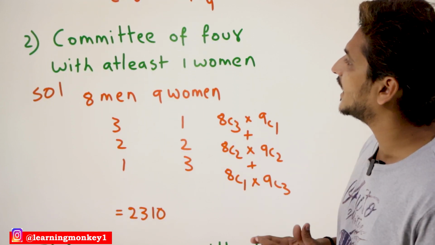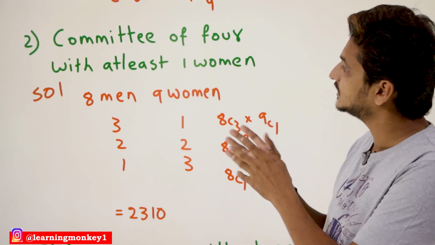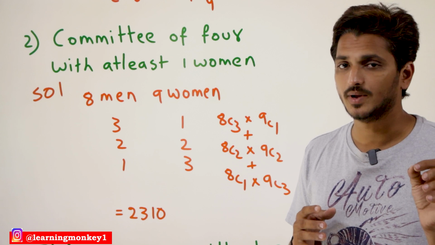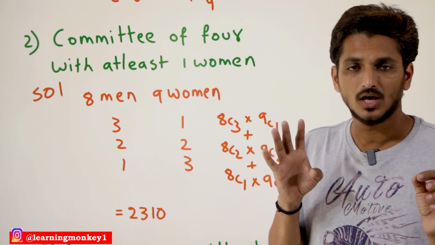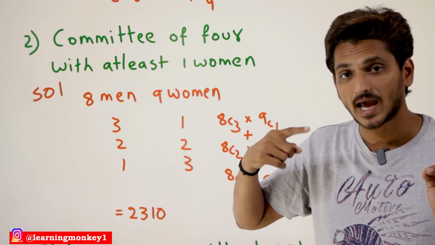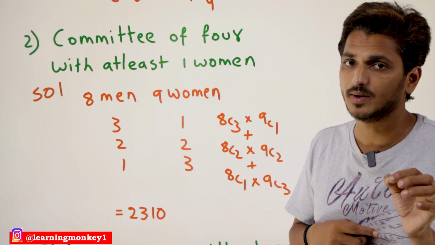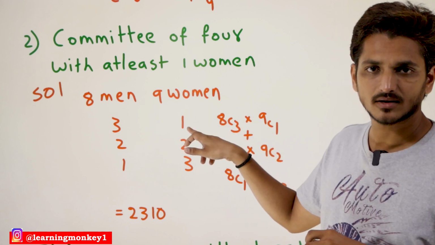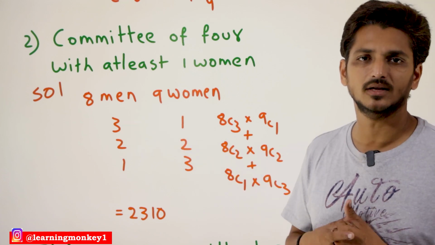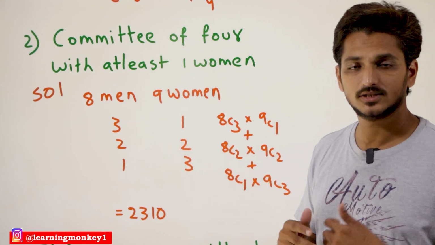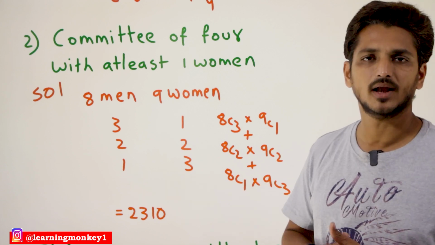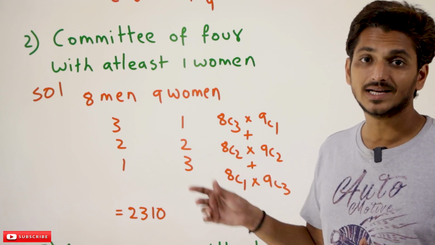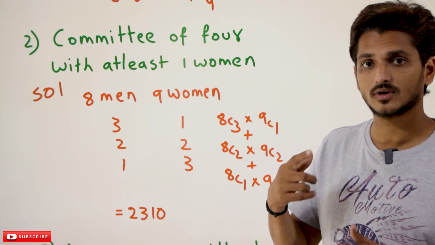Now coming to the second question, we need to form a committee of 4 members with at least 1 woman. In that committee, we should have at least one woman, but you need to form a committee of 4 members. What are all the possibilities if you want to select at least 1 woman? 8 men, 9 women are there. From this, at least 1 woman should be there. 1 woman, 3 men: this is one committee. 2 women, 2 men: this is another committee. 3 women, 1 man: this is another committee. These are all the possible cases where you can select at least 1 woman in a 4 member committee.